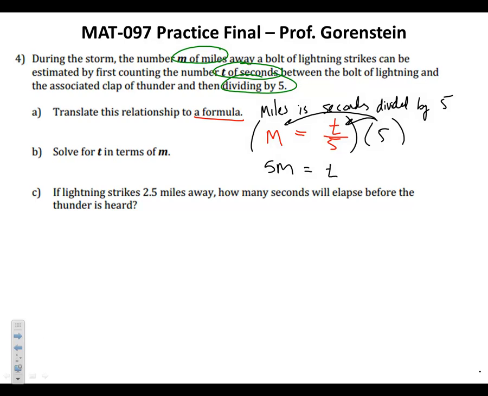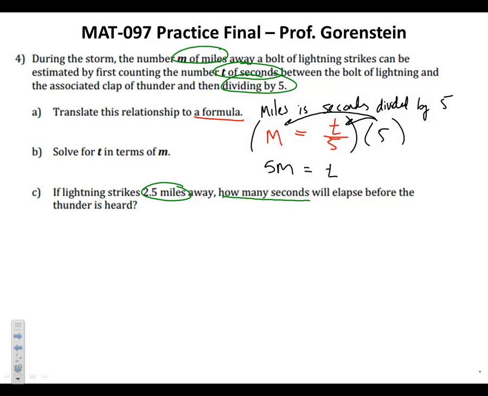In part C, if lightning strikes 2.5 miles away, how many seconds will elapse before the thunder is heard? So the question is, how many seconds? So time is the unknown. So we're solving for t. We're given a value for m. Remember, m is distance in miles, so we're given the distance is 2.5. So we're going to plug in 2.5 for the variable m, and we're going to solve for t.